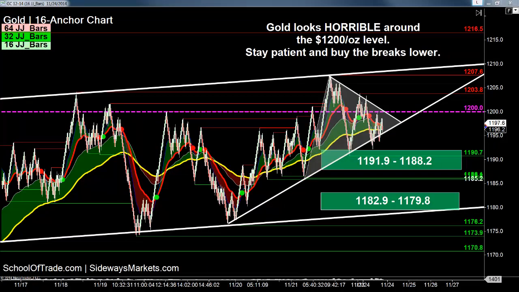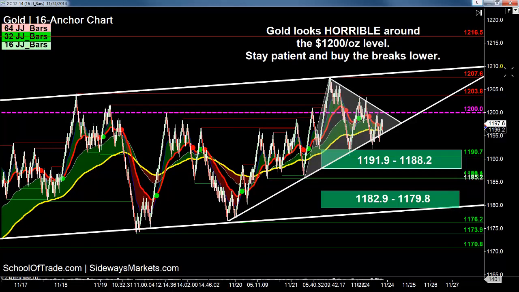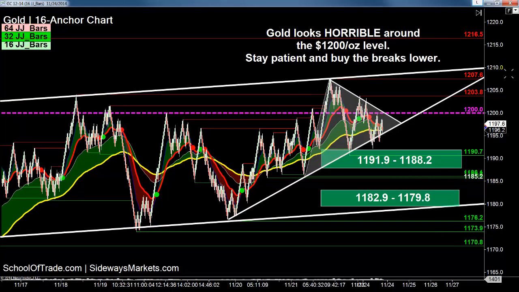This is one of those markets you can just tell is really, really struggling to figure out where they go from here. And for good reason. It's a huge, huge psychological level. So again, look at this chart. Oh my goodness, right? I mean, just disgusting. It looks horrible. It looks absolutely horrible.